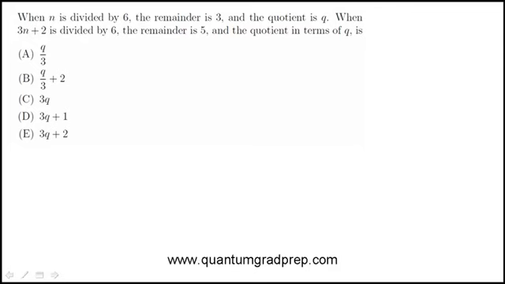So this problem we can do in two different ways. One is by selecting numbers using actual examples. So I'll first do it that way and then the more general approach. We're given this condition that when n is divided by 6, the remainder is 3.